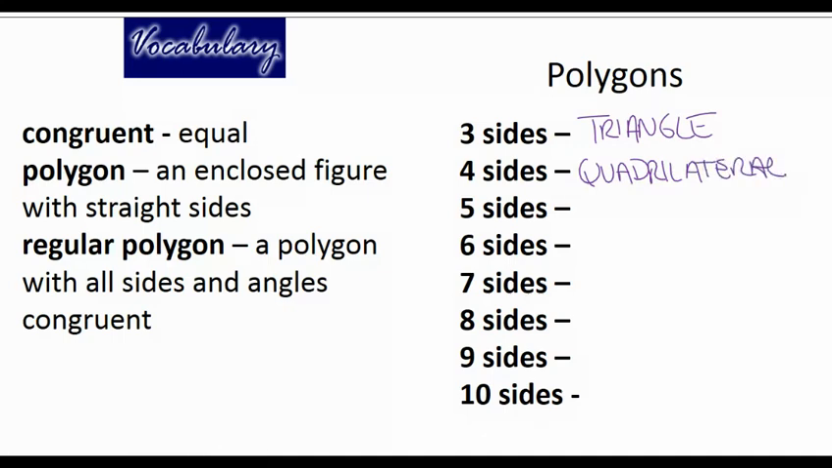A five-sided polygon is a pentagon. A six-sided polygon is a hexagon. One way to remember that is that hexagon has an X, and the number six has an X in it. That's how I learned it way back when I was little. A seven-sided polygon is called a heptagon.